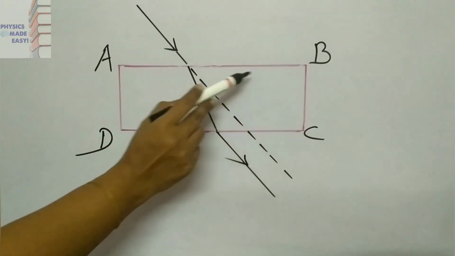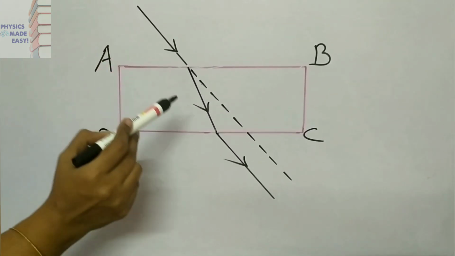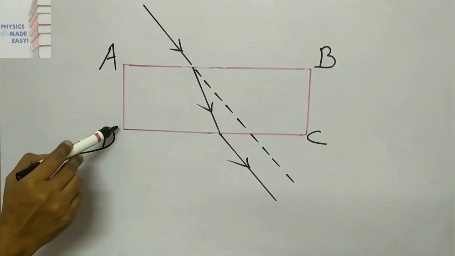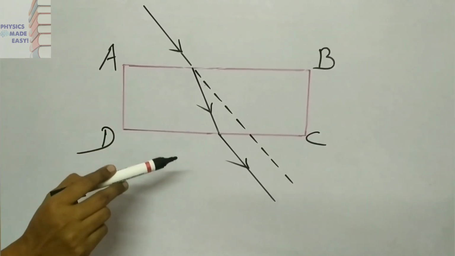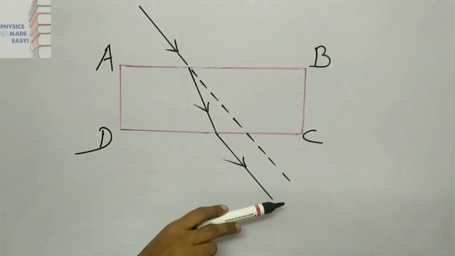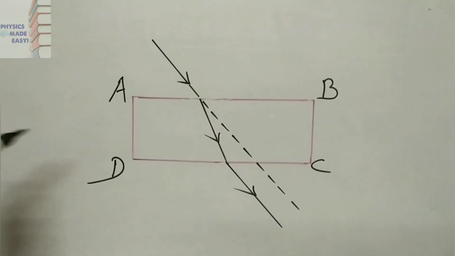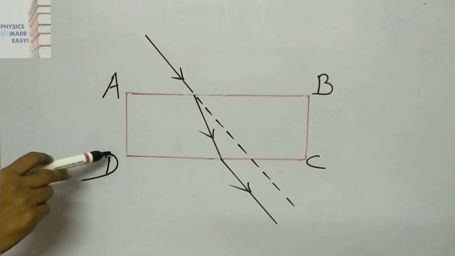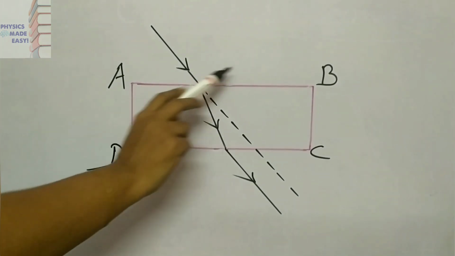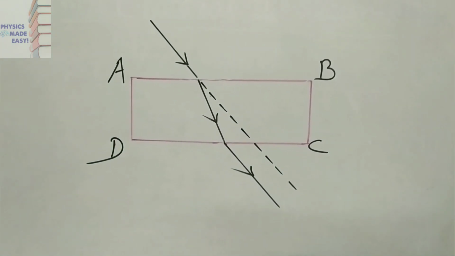Because at the interface AB the ray bends towards the normal. To the same extent, the ray bends away from the normal at the interface CD. That's why the ray emerges from the glass slab parallel to the direction of the incident ray. Here AB and CD are both parallel, and the extent of the bending of the ray of light at these opposite faces AB and CD is equal and opposite.